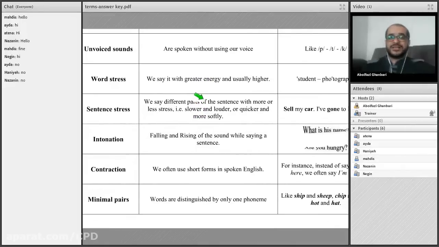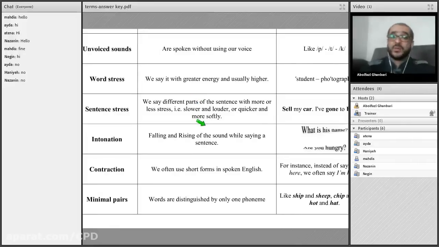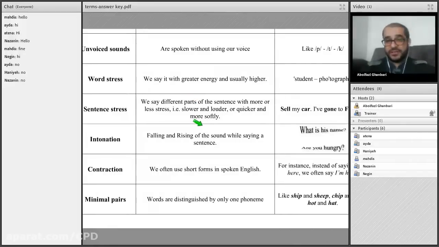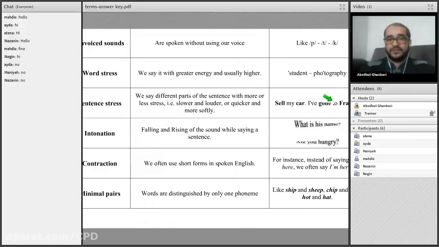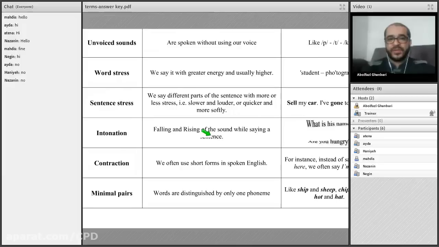Another one is word stress. You know that each word has one main stress. For example, student or photography. We put greater energy and higher energy in one part of the vocabulary. We call it word stress.